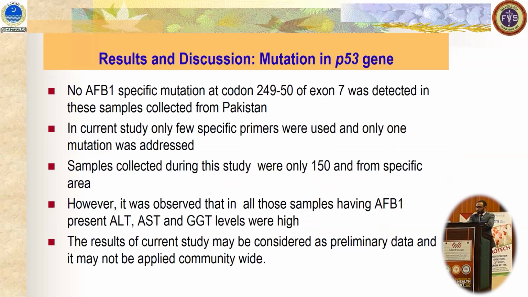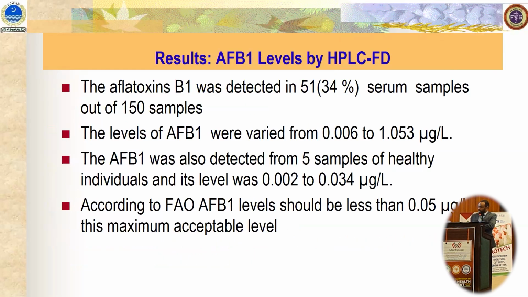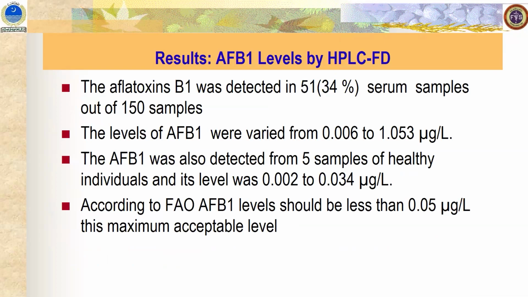In the current study, only a few specific primers were used. Samples collected during this study were only 150. However, it was observed that in all those samples having aflatoxin B1, the hepatic enzymes were at higher limits. The results of the current study may be considered preliminary data. And these were the serum levels. Aflatoxin B1 was found in 51 samples out of 150. So 34% of these patients had aflatoxin B1 in the detectable limit in their serum samples.